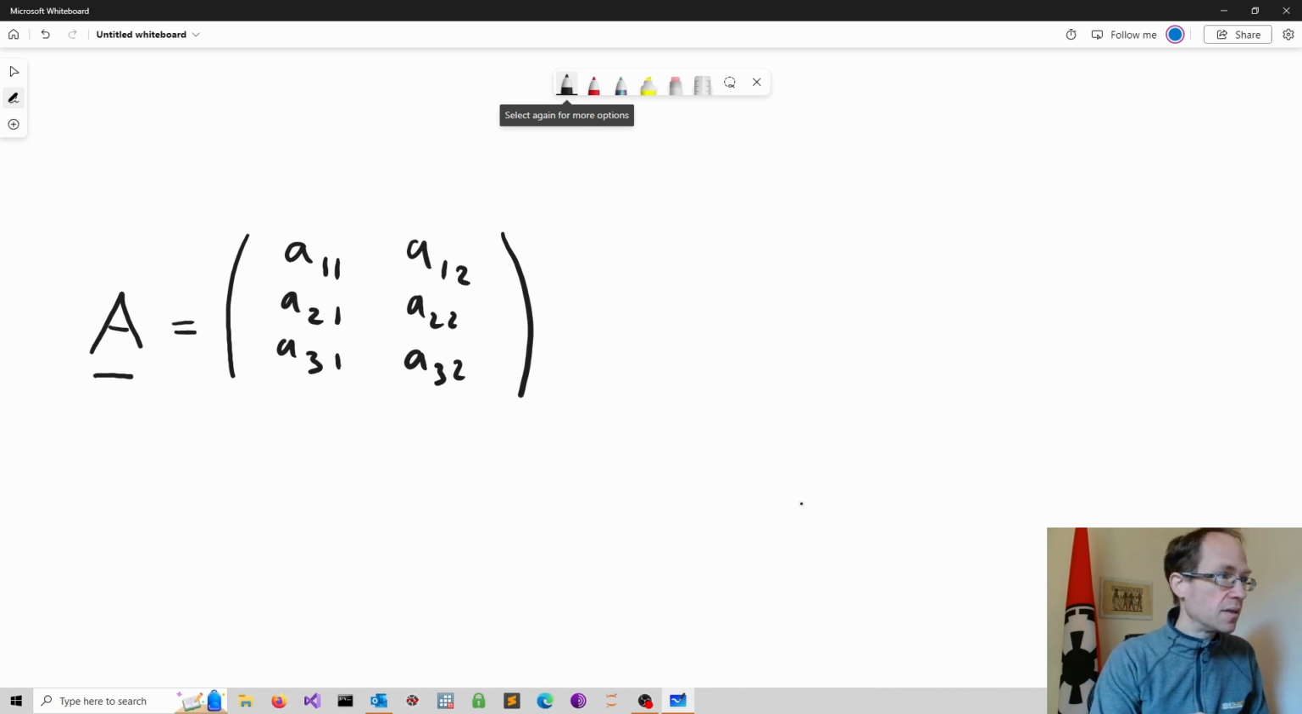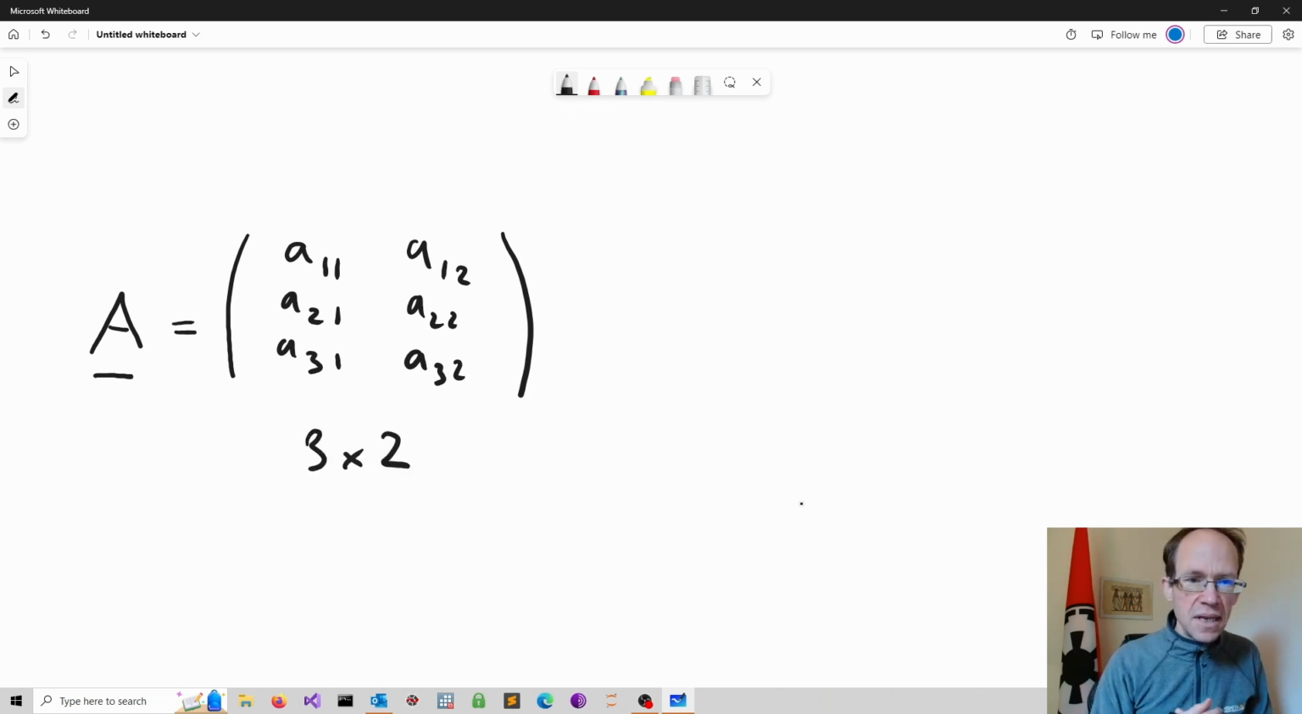So for instance, this entry here, 2,2, refers to the second row and the second column. Matrix A has 3 rows and 2 columns. Hence we can state that matrix A has the dimension 3 times 2.